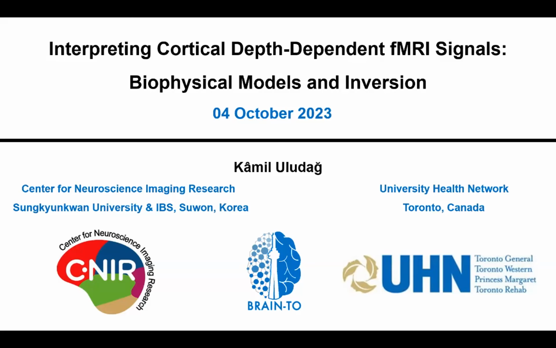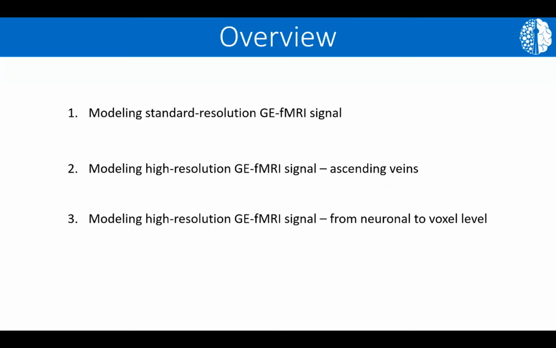So this is an overview of my talk. I will initially talk about standard resolution modeling, because this will set the stage for what we need to take into account when we go to higher resolution fMRI. And then I will talk about the ascending vein problem. And then at the end, I will talk about how we go from neuron to the voxel level. Essentially, these are three different papers we have published in the last 6-7 years.